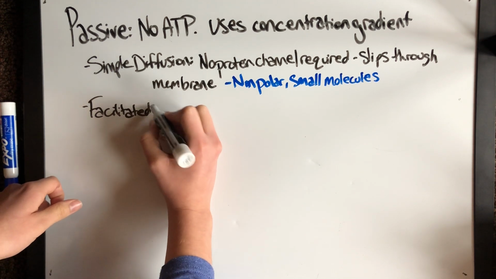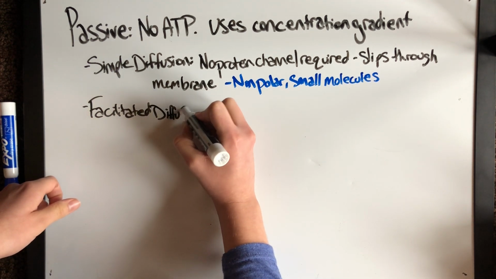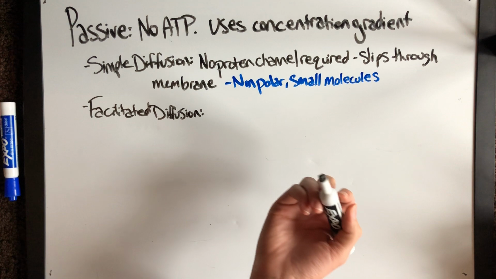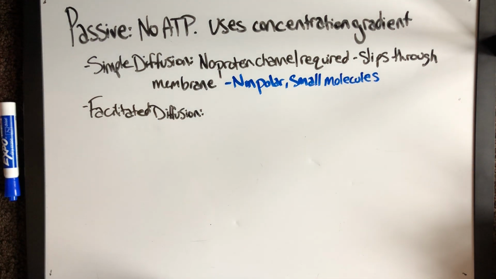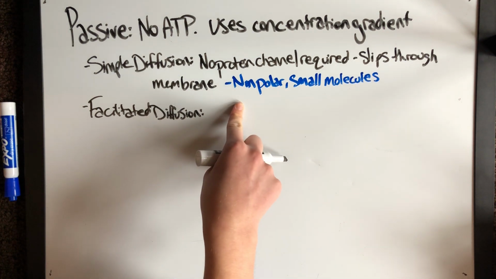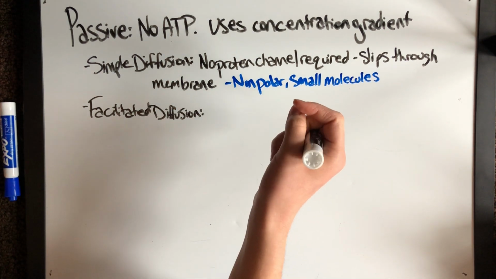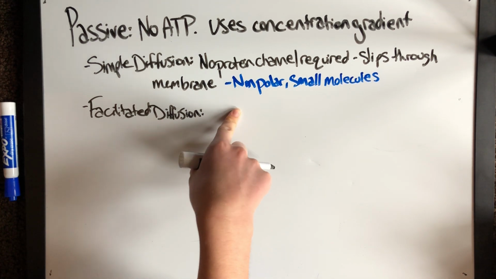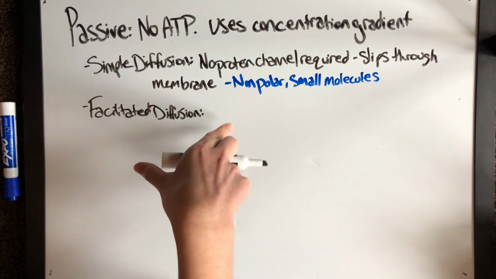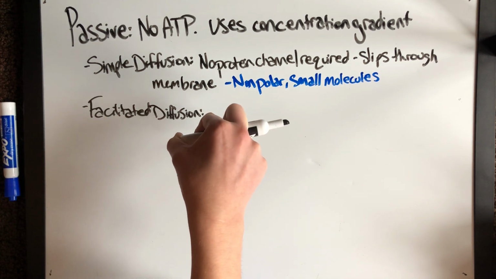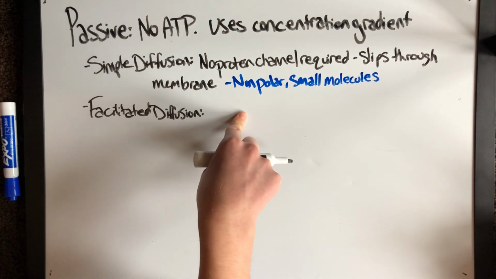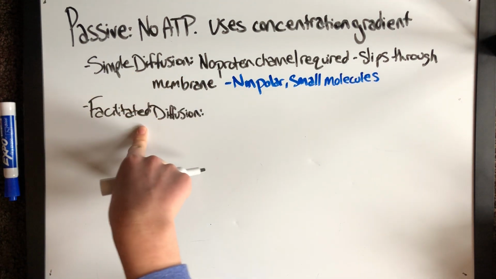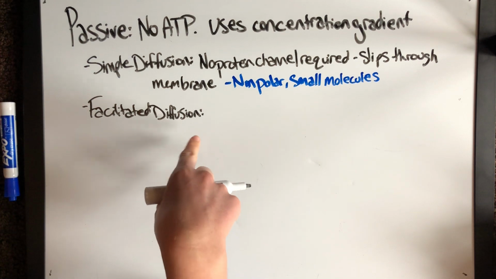Facilitated. So facilitated diffusion, this is going to use a protein channel. So these things are still not going to need any energy. They're still going with the concentration gradient, but they're going to be maybe some bigger molecules, and these will actually be charged. So I think I misspoke earlier and I said something about charged molecules. So the charged molecules cannot go with simple diffusion, but charged molecules can go with facilitated diffusion. We call charged molecules ions.